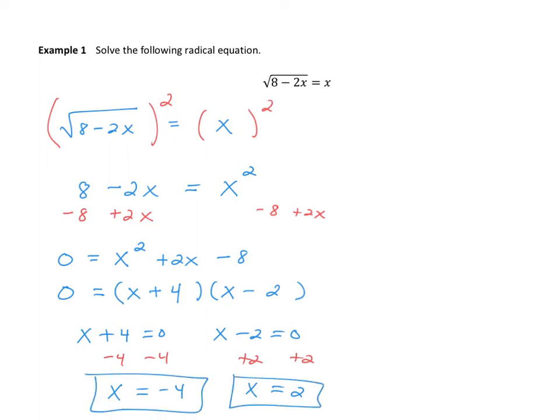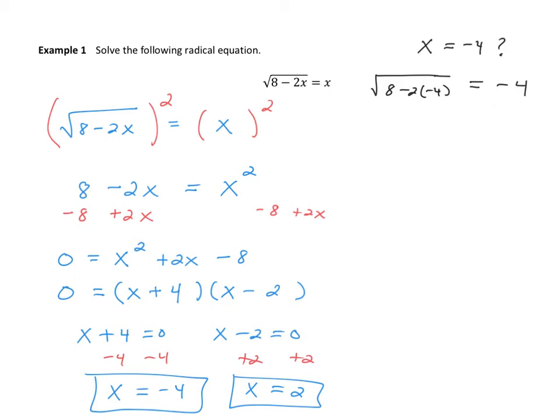Now, I want to check to see that these both work. It is possible that in this process, you might introduce something that is actually not a solution to the original equation. So we got to be careful. Do these both work? I'm going to check negative 4. Is x equals negative 4 a solution? I don't think it's going to work. Here's why. The square root of 8 minus 2 times negative 4, is that equal to negative 4? There is no way a square root of anything can yield a negative number. At this point, I know it's not going to work.